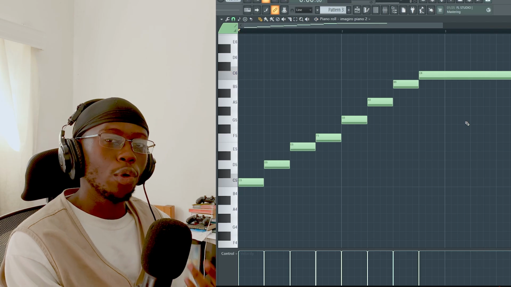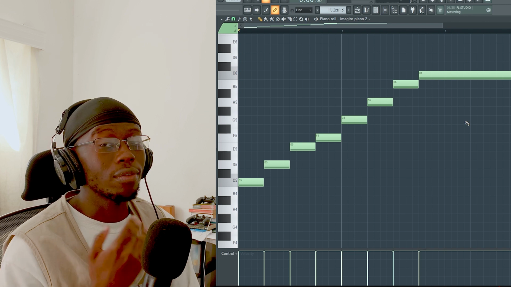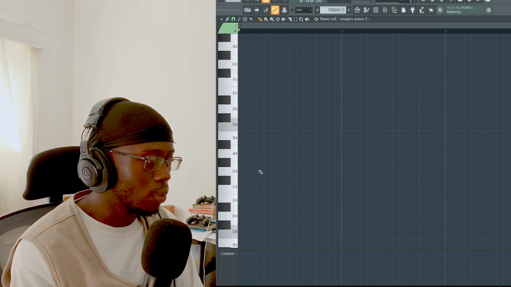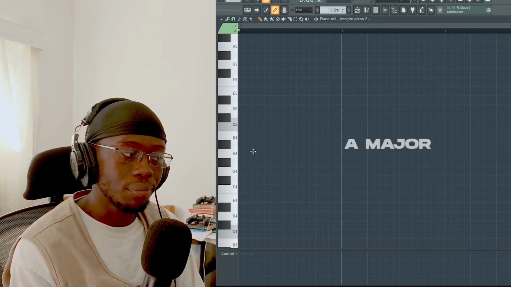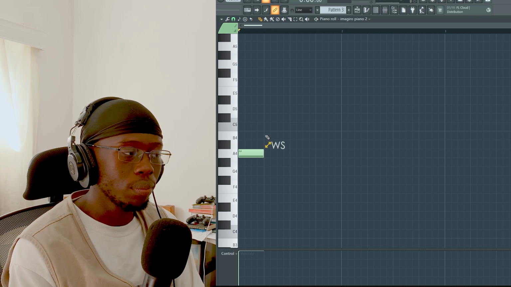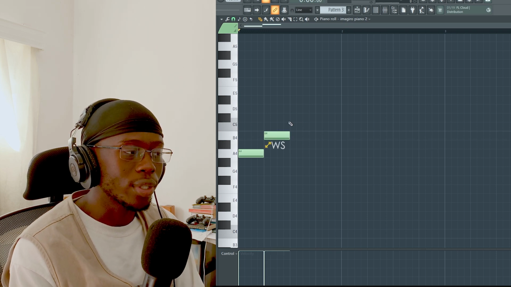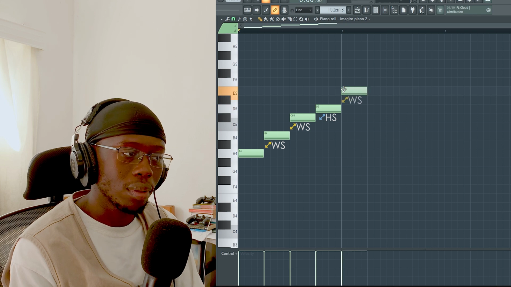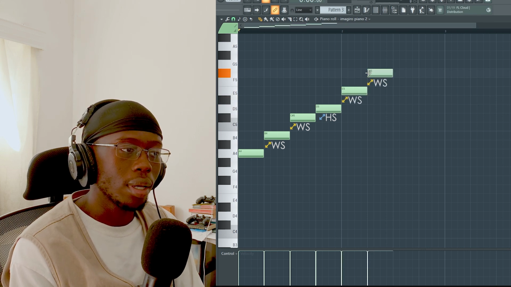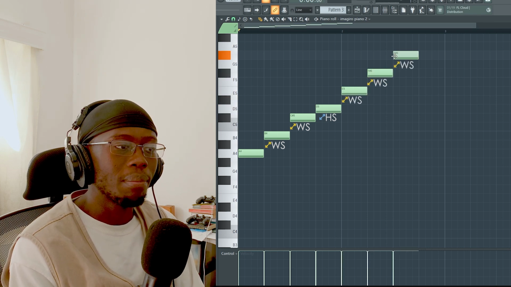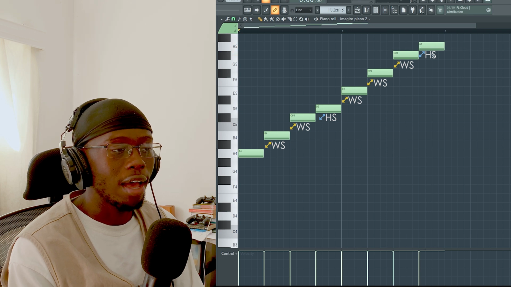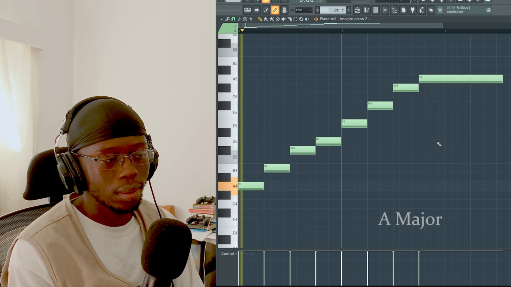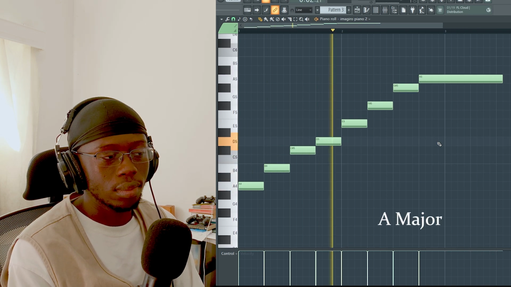We can apply this formula on any other starting point and it's still gonna give us a major scale. Let's do A major. So we have A, we take a whole step into B, another whole step but into C sharp, and then half step, whole step, another whole step, and then back to A with the half step here.